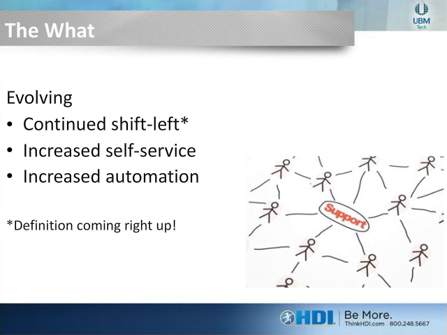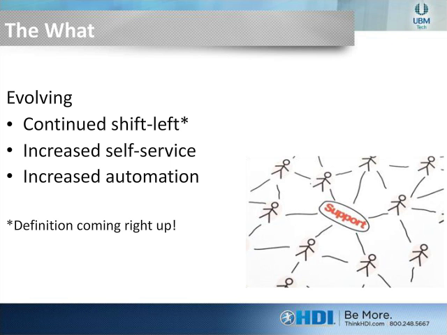From the evolving standpoint, one of the things that we know is going on, and there's a lot of talk about it, is to continue to shift left. And I'll explain what that means in just a second, because not everybody thinks of it the same way. So I'm going to explain the best definition that I've seen anyway. There's increased self-service, and Jeff was just talking about some of that with products like MyIT, and increased automation. Again, being able to go out and do asset discovery, that kind of thing that helps us manage the user environment a little bit better. So those are three ways in which support is evolving.